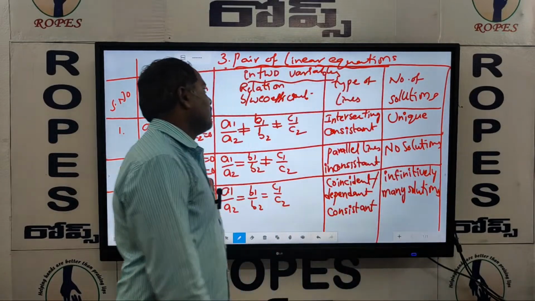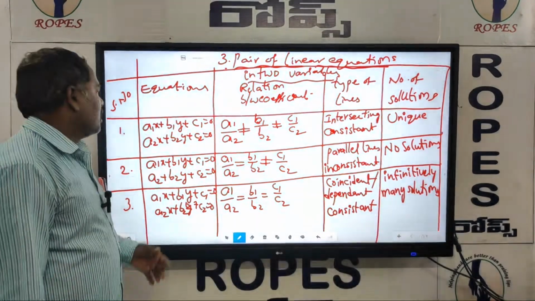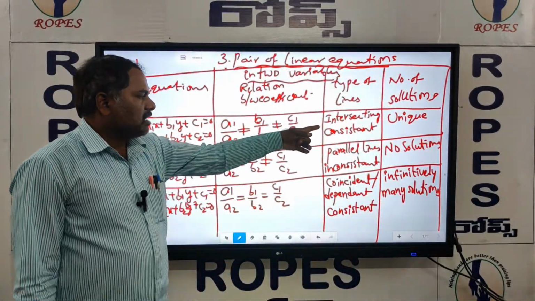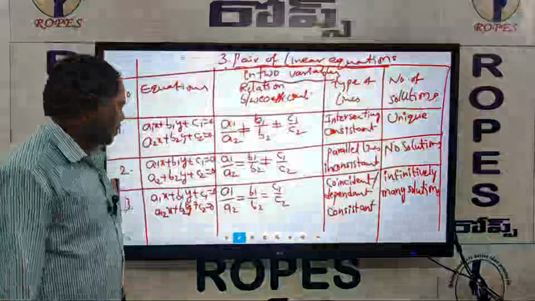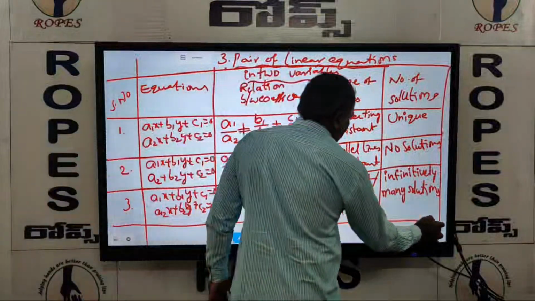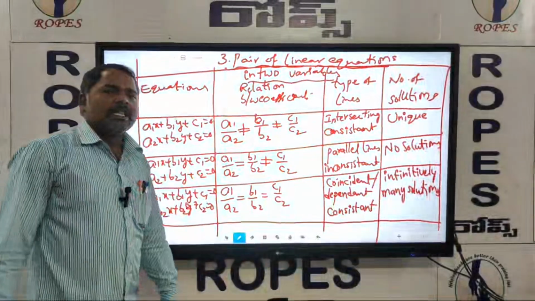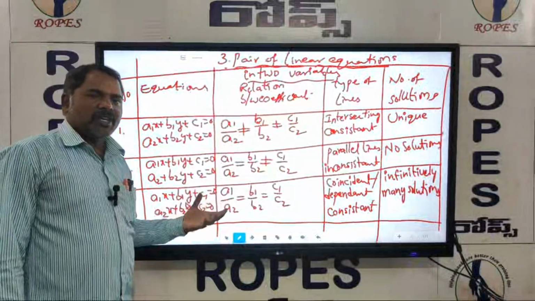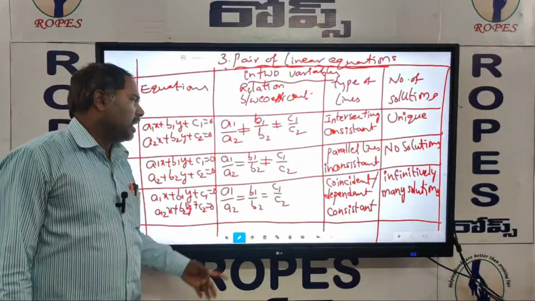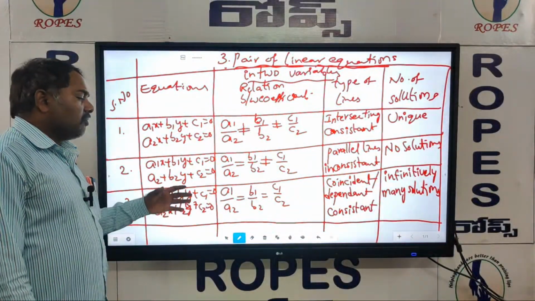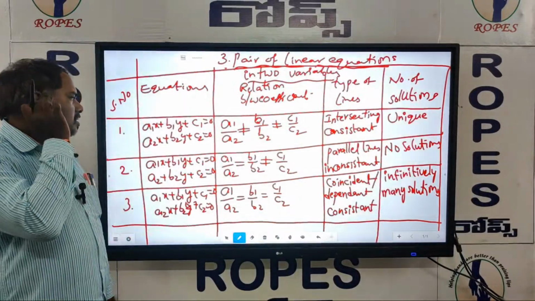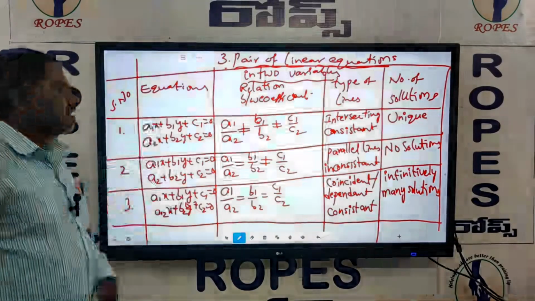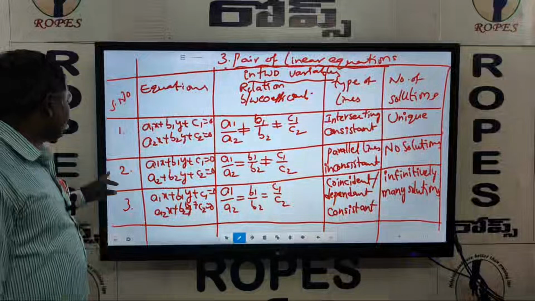So this is the relation between the pair of linear equations and the coefficients, type of lines and number of solutions. If you know this relation, then you can easily identify what type of lines are there when they give the pair of linear equations. This is very important for this chapter. First we should remember this relation.